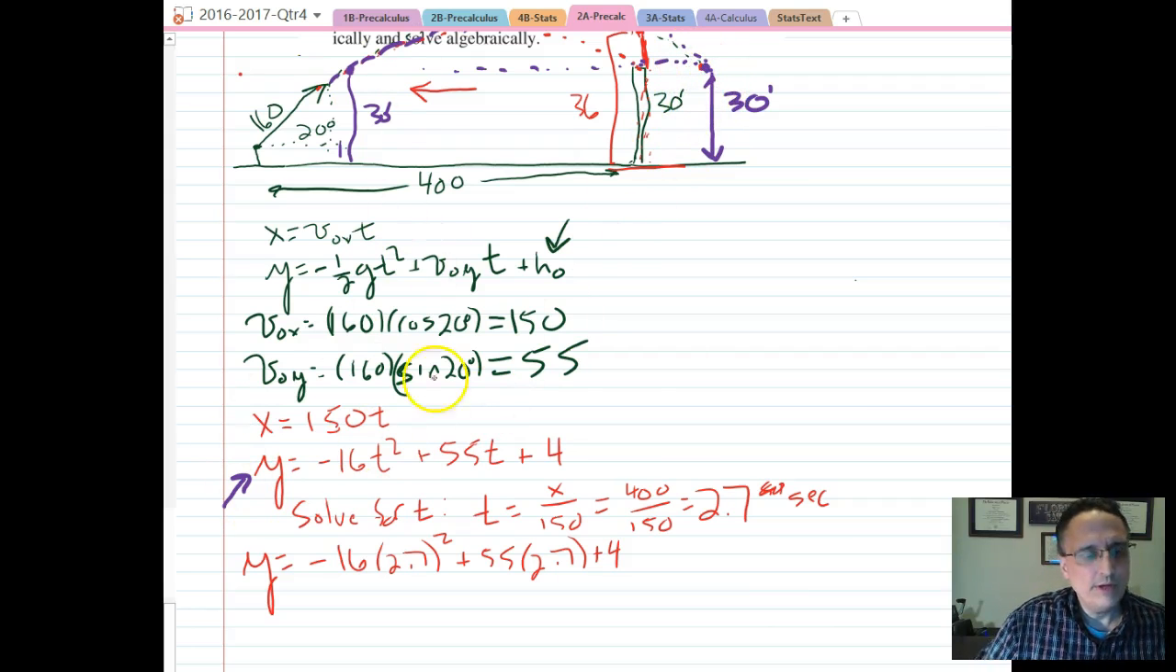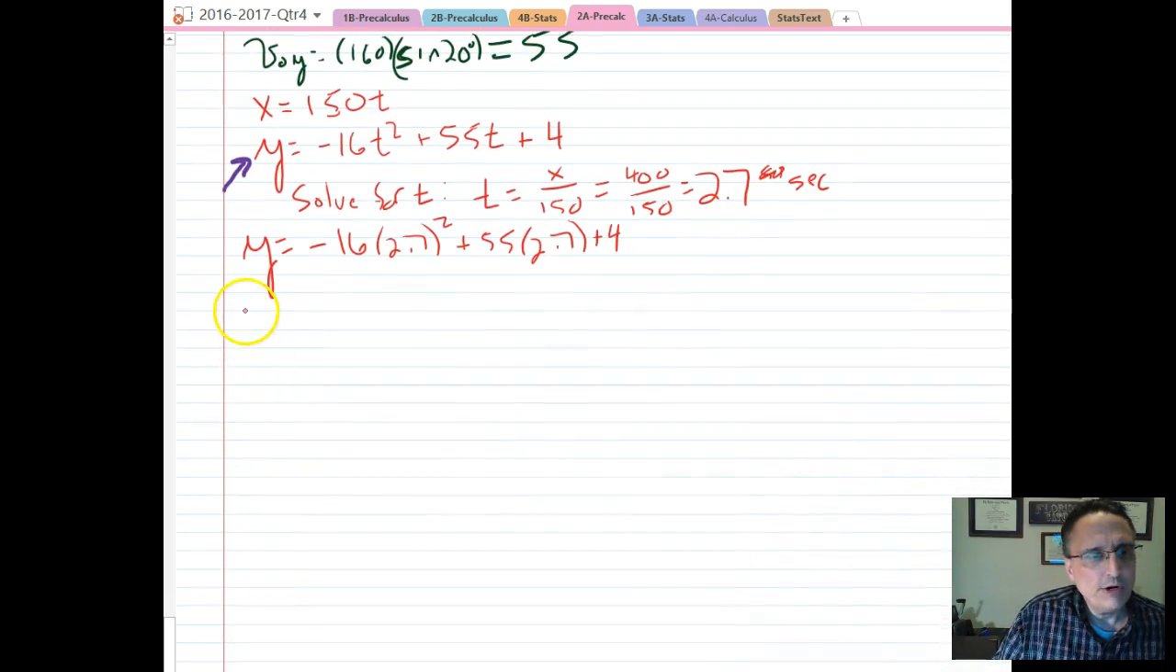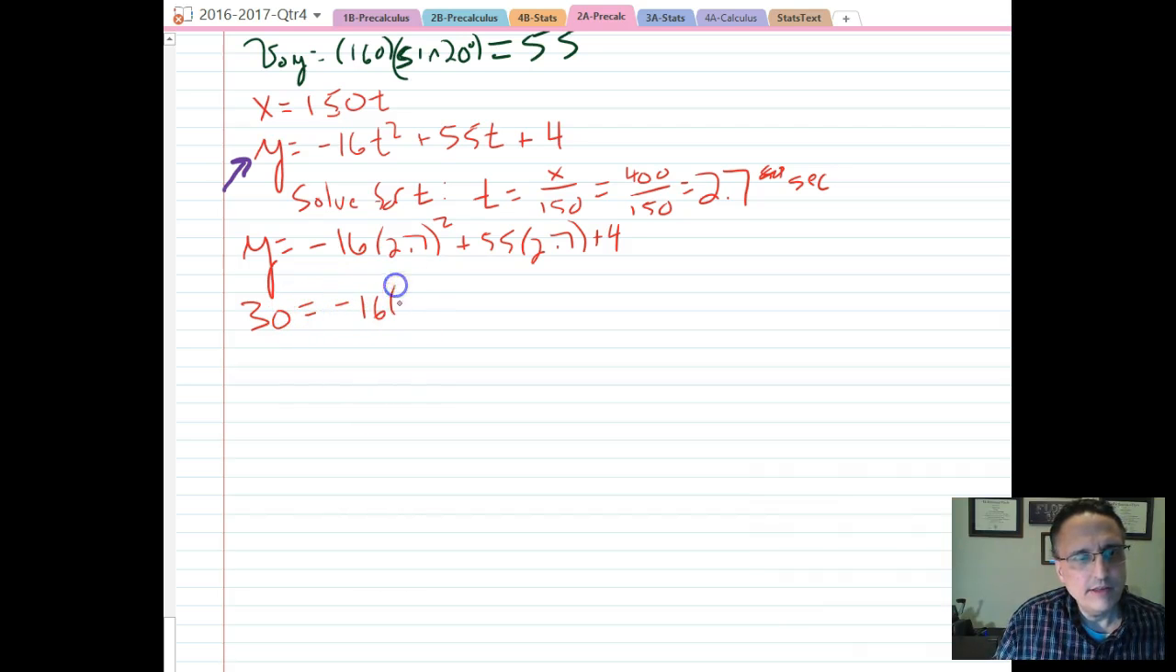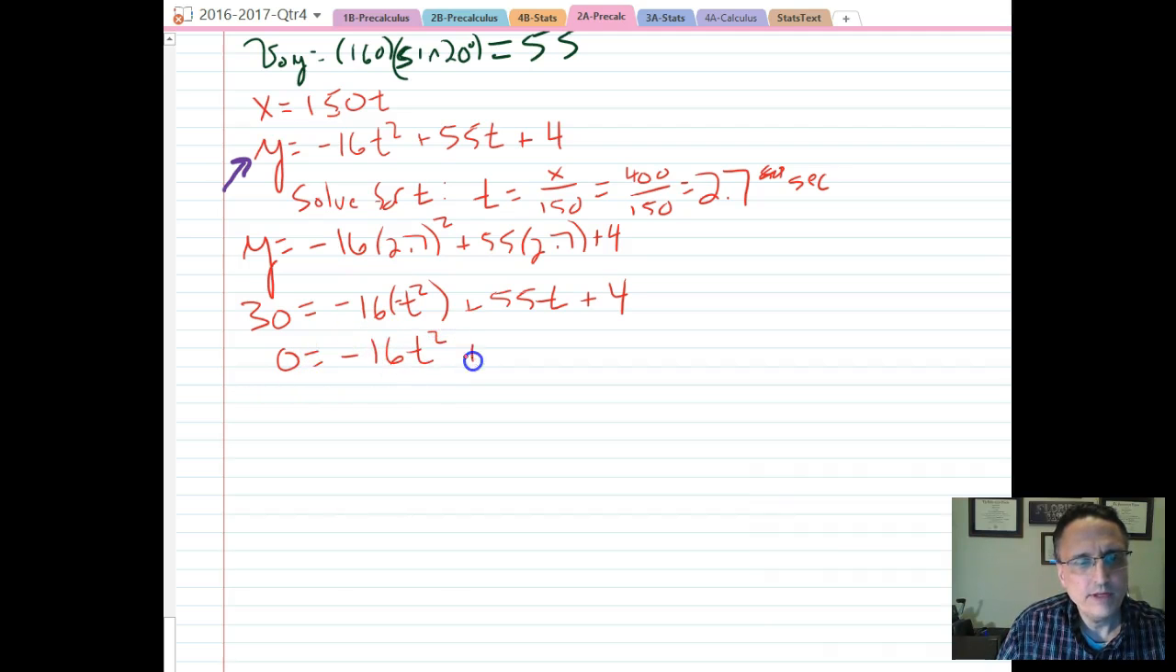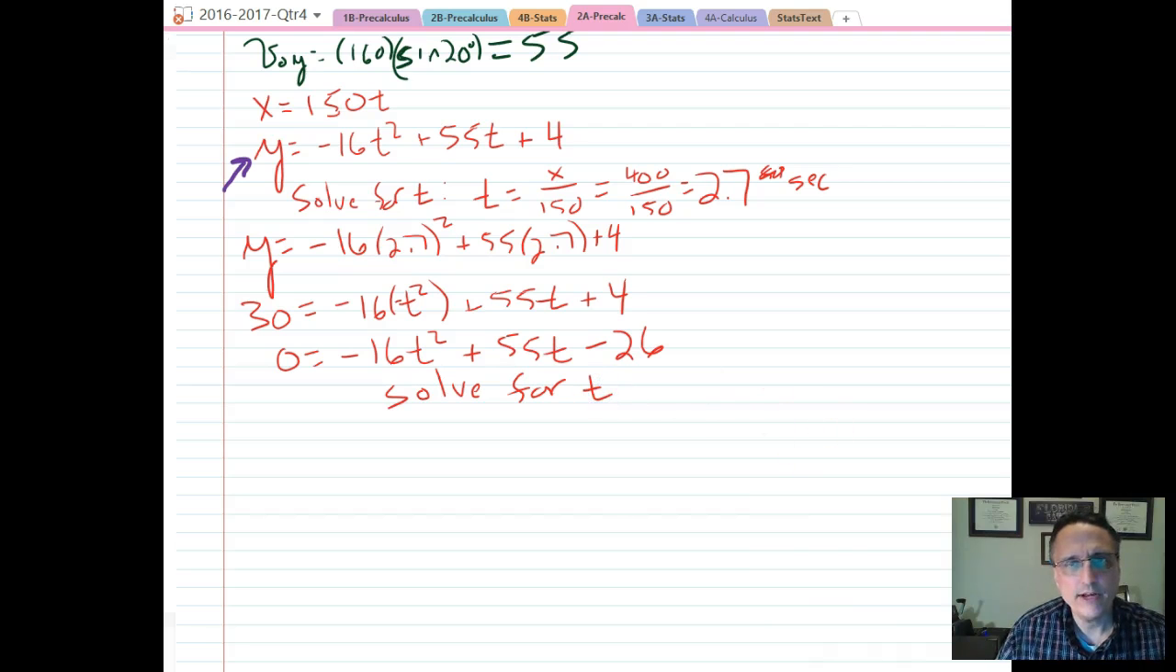What we'll do then is we will go ahead and put 30 in for y, and we get this equation. And our job is to solve for t. This obviously is a quadratic, so I'm going to have to subtract 30 on both sides, and I'm going to get minus 16t squared plus 55t minus 26. We have to solve this for t. We're going to have to use the quadratic formula.